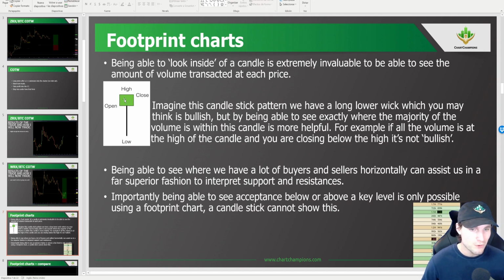But what do we know as having an advantage of being able to understand and read footprint charts? Imagine this candle. This candlestick pattern has a long lower wick, which you may think is bullish, but being able to see exactly where the majority of the volume is within this candle is much more helpful. For example, if all the volume is at the high of the candle and you are actually closing below the high, then it's not bullish.